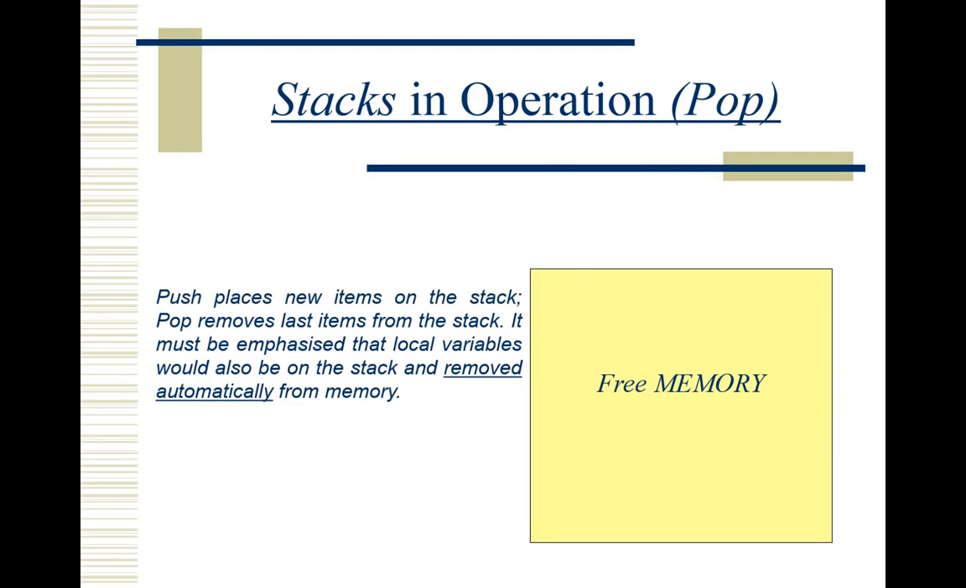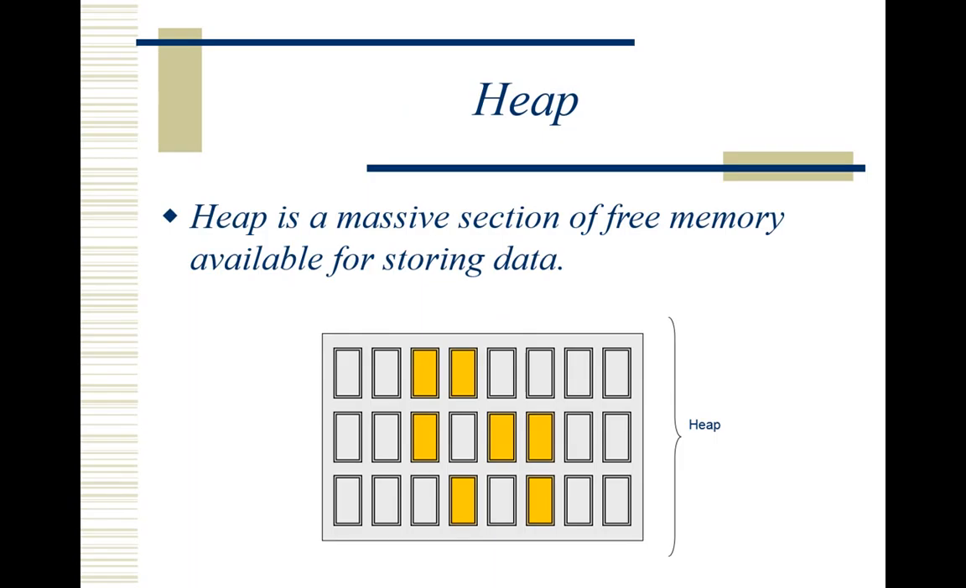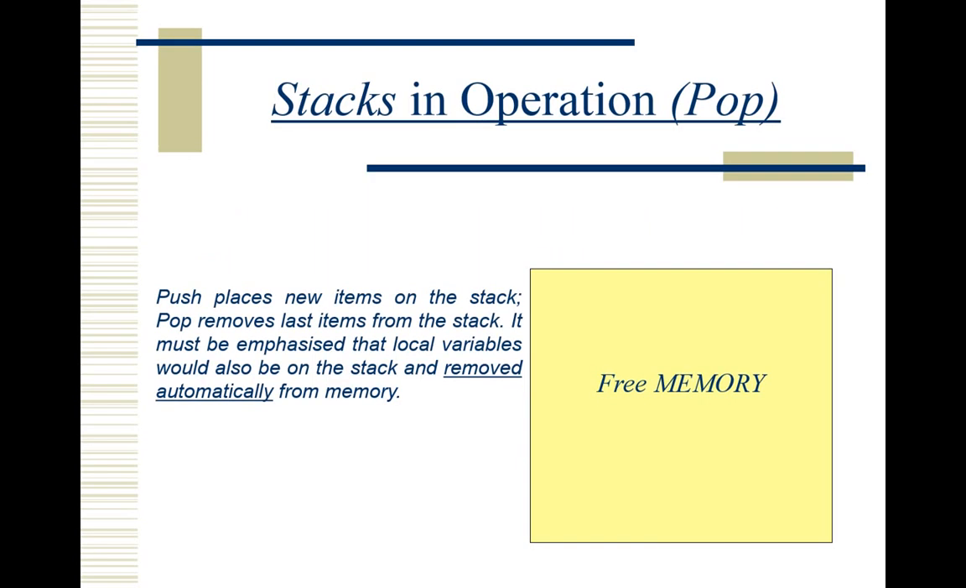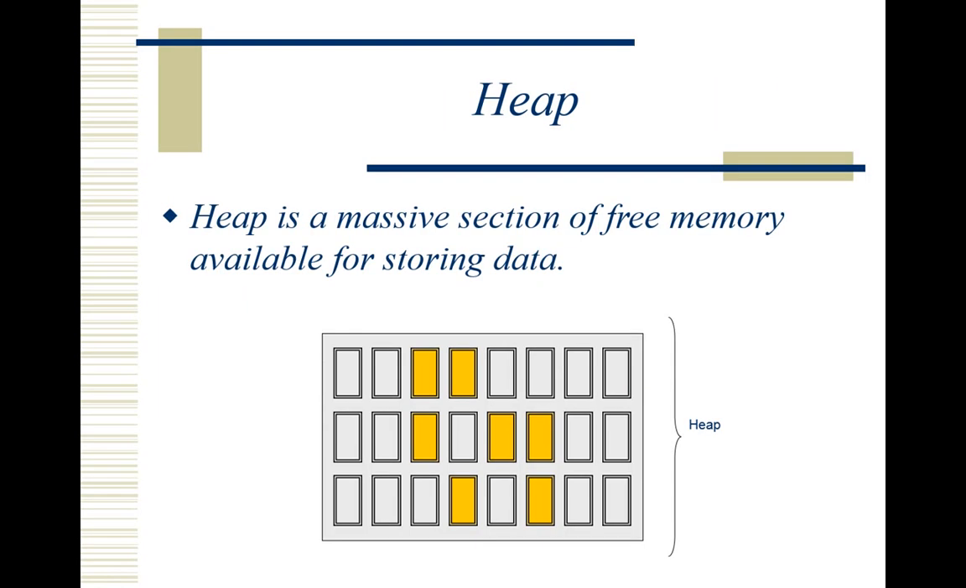So that's a stack, and then on the other side we also get free memory. Free memory is generally going to be the heap. Here is where you could have local variables and assign values to them, and whenever the application closes, everything suddenly disappears. The operating system generally takes control of most of these areas. So the heap is a massive section of free memory available for storing data.